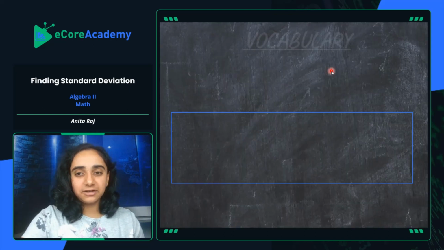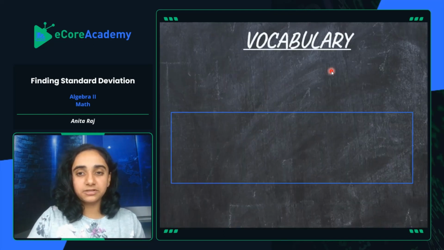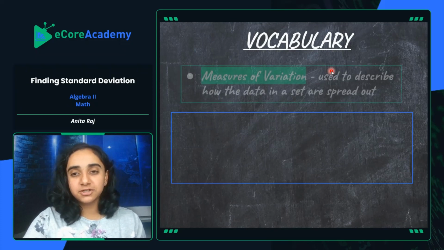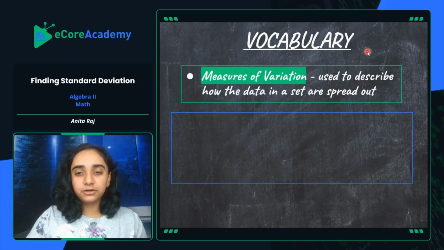All right, so let's get right into the first slide. Let's define some words, because I'm going to be using these terms and your teacher will be using these terms. So here's some vocabulary for you. The first is measures of variation. Measures of variation are used to describe how the data in a set are spread out.